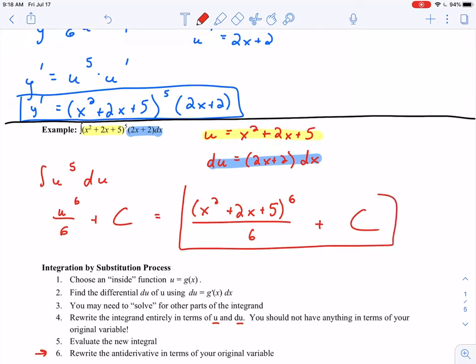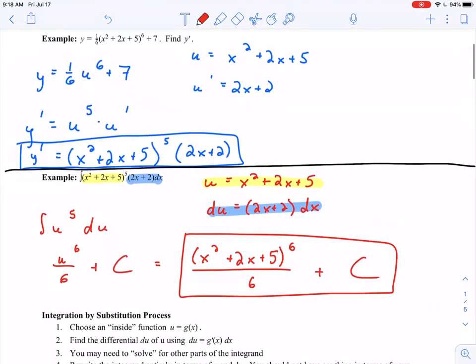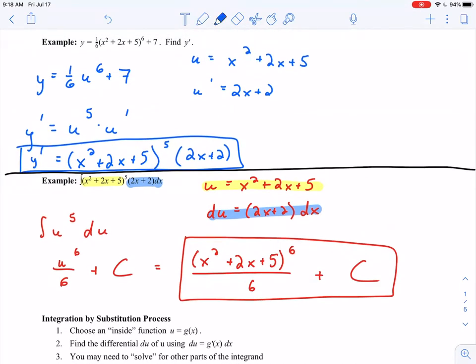Here is my solution. So I should be able to check at this point, hey, is this what we started with? And yeah, for the most part, it is. A couple things that are a little bit different. Here, this 1/6, we just wrote that a little bit differently. Here, you could pull this division by 6. You could rewrite that as 1/6 times x squared plus 2x plus 5 to the 6th power. So that's not a big deal.